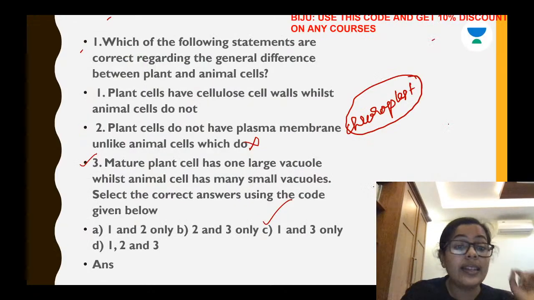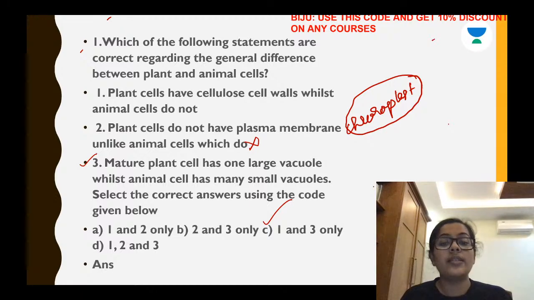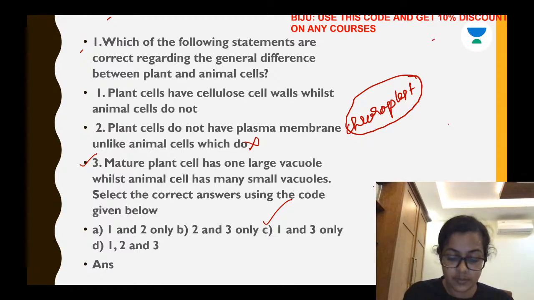Structure, NCERT, direct question. So the question level is easy. Very easy to answer. Biology test. Direct question. So I hope you are clear with it.